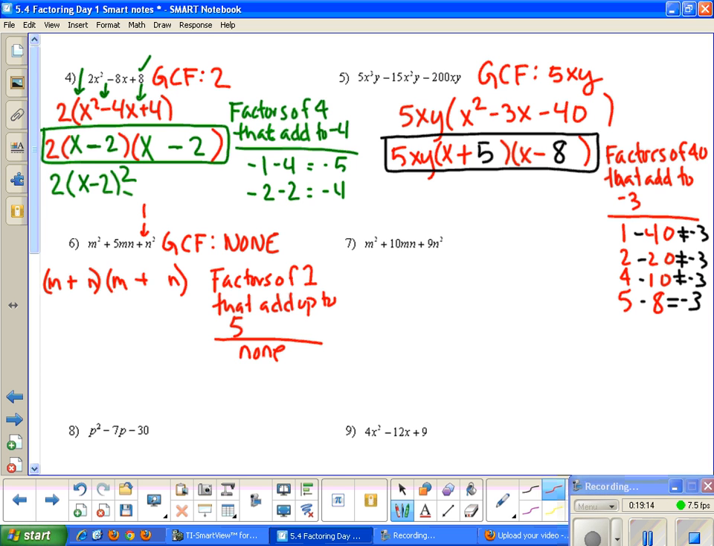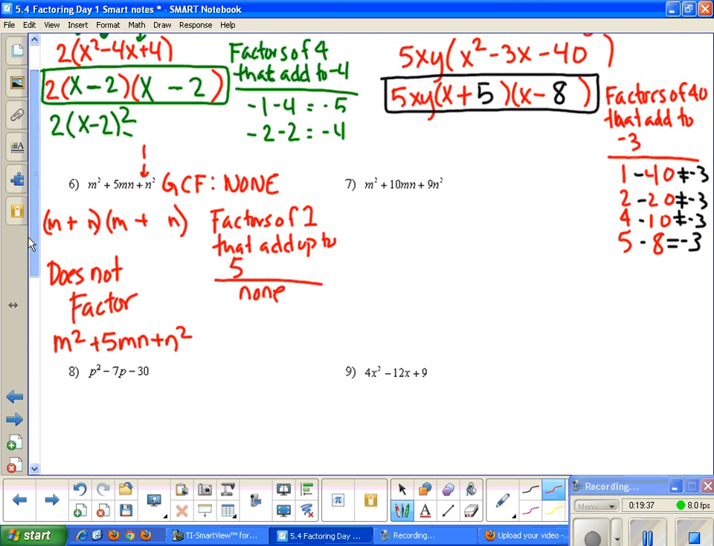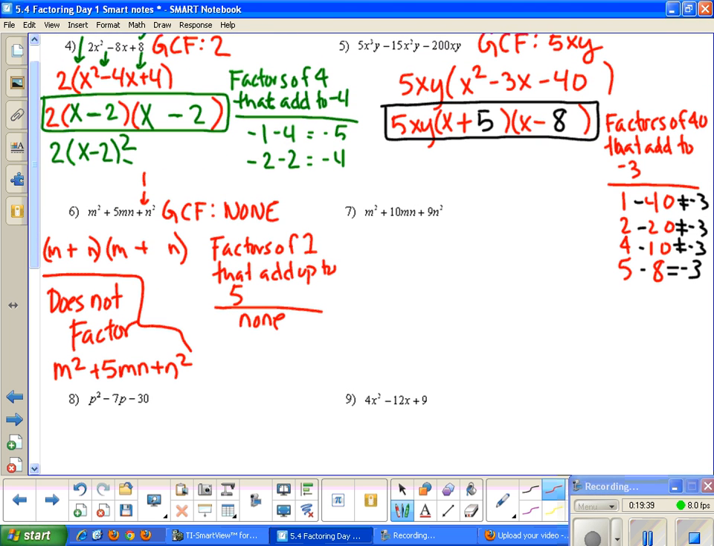Since there are none, that means we can't factor this equation, and when you can't factor something, you actually call it prime. So I'm just going to write that this does not factor. So then I would leave my answer as m squared plus 5mn plus n squared. So just because you have 3 terms doesn't necessarily mean that you can factor it. And again, things you can't factor are prime numbers, like 7 doesn't factor because 1 and 7 are the only things that multiply into it. 5 is a prime number, so these are prime factors. So this does not factor.